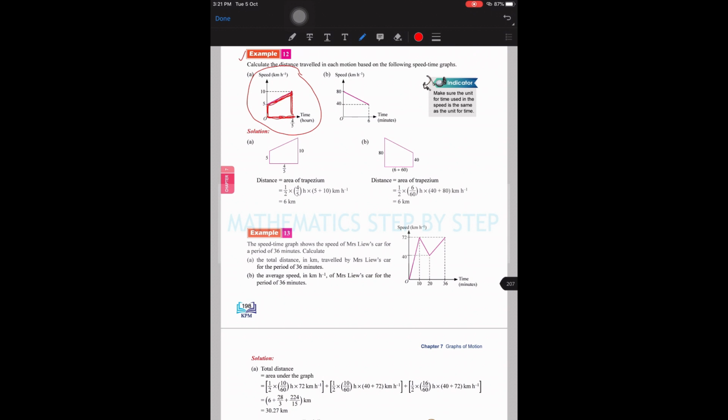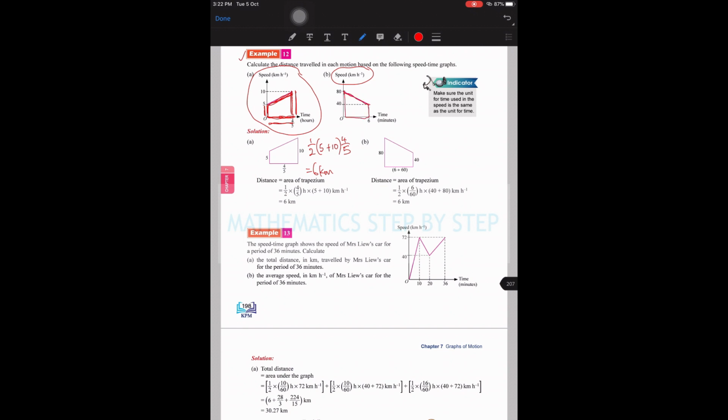Okay, so how do we calculate the area of a trapezium? Half times the two parallel sides, which is this part and this part. So 5 plus 10, then times here, so times 4 over 5. Okay, so we get the answer 6 kilometer. Then part B, again the area under the graph is a trapezium.